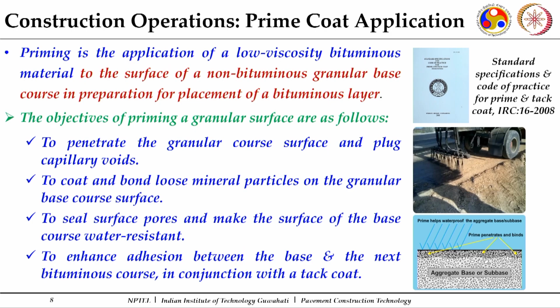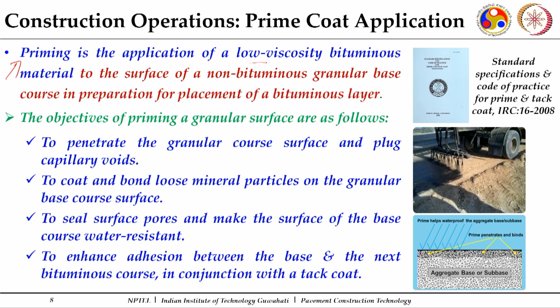So, once the base has been prepared, and any cracks, potholes or profile corrective course requirements have been completed, then we need to go for the application of either a prime coat or a tack coat. Now, for this particular exercise, specifically when an unbound granular course is there, we will go for an application of a prime coat. So, we will call this application of prime coat as priming.